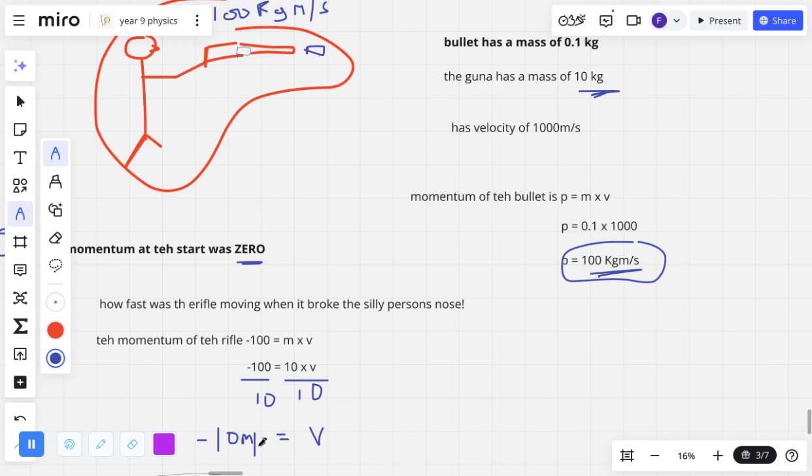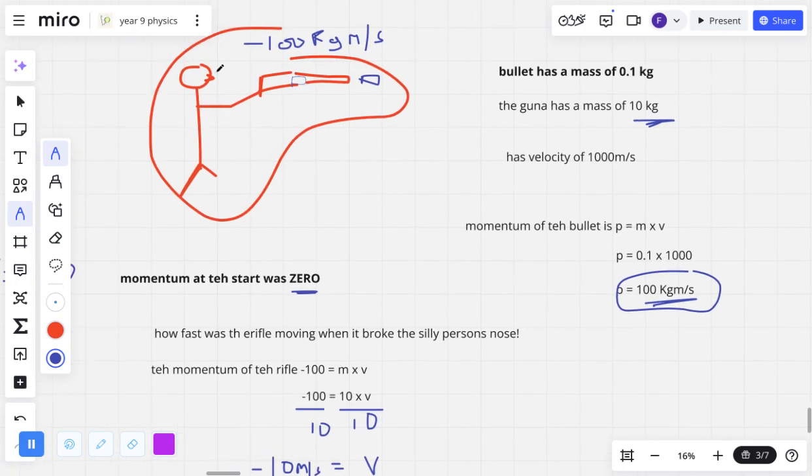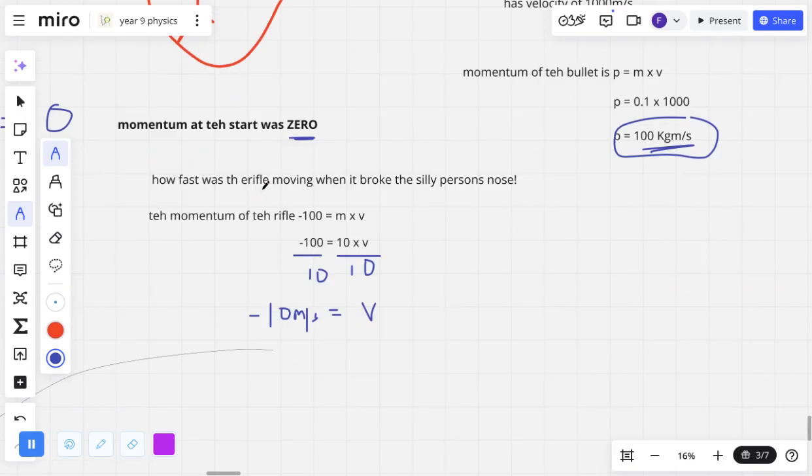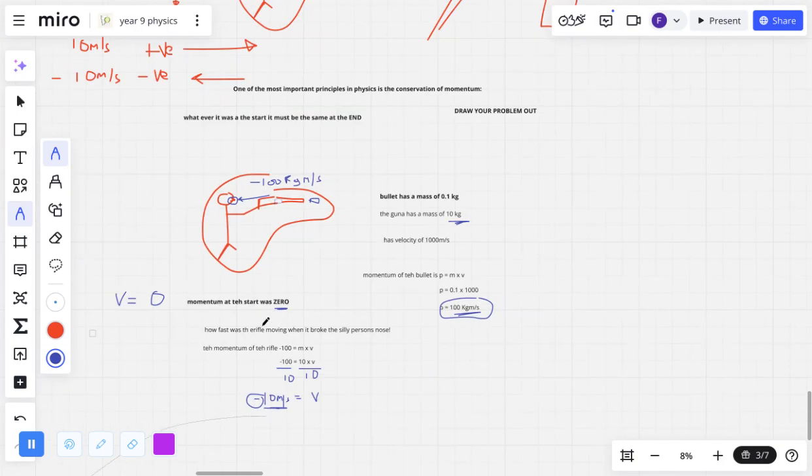Now remember what I said, minus means it's moving to the left. There's his nose. It's to the left of the rifle. The rifle will go bang and break his nose, and we know it's going to be moving at 10 meters per second to the left. That, ladies and gentlemen, is momentum. And just over 10 minutes.